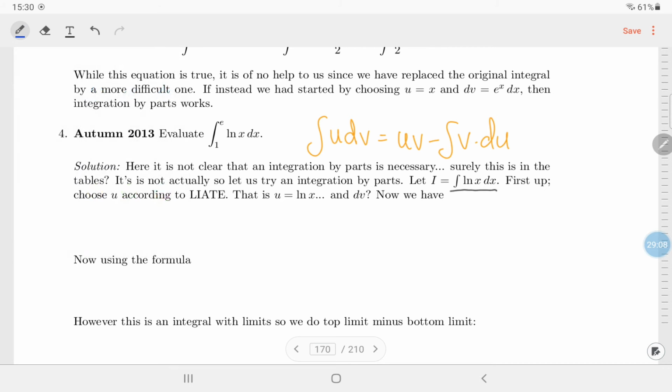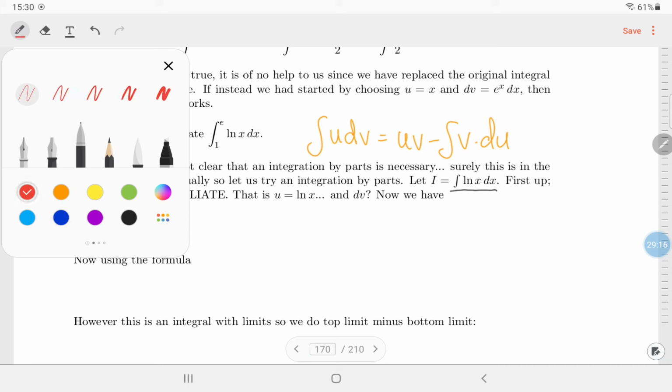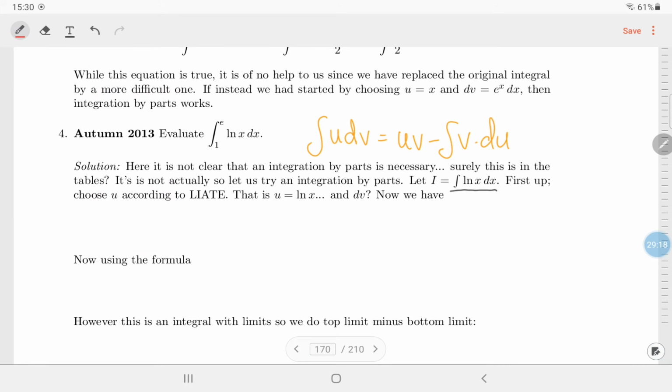Looking at the orange formula, we have u, and we want to get v. We get v by integrating dv. So v is the integral of dv, and we said here that dv was just dx. So this is the integral of dx. If you add up all the little bits of v to get v, you add up all the little bits of x to get x. So if dv is equal to dx, we can say that v is equal to x.